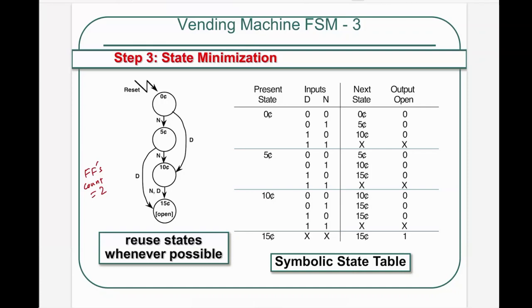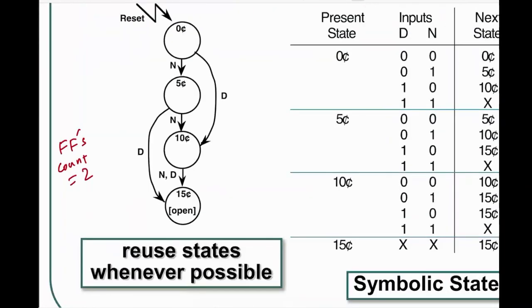So you've got the state minimization, state table, right? So this is your minimized state transition table. Reset, you come to 0 cents. From 0 cents, nickel or dime. From 5 cents, nickel or dime. From 10 cents, nickel or dime, both take you to 15 cents where you open. Again, this is also a Moore machine, but we have reduced the number of states from 9 to 4, thereby decreasing the number of flip-flops that you need from 4 to 2.